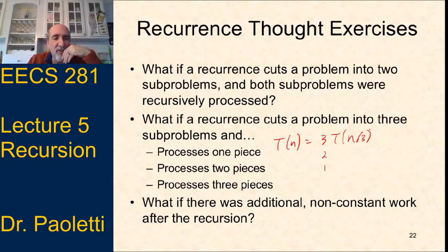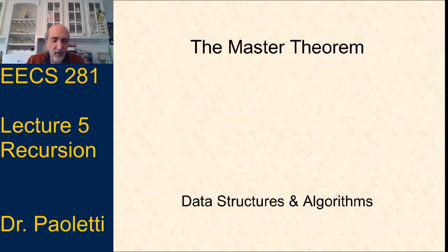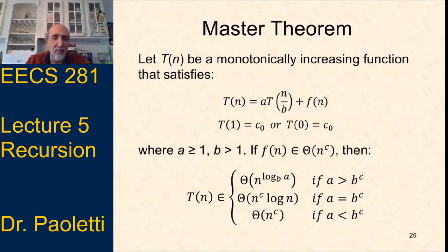I could write all those down and solve them all out. What if there's an additional non-constant amount of work? It gets harder. So we'd like to not have to resolve those every time if possible, and that's where what's known as the Master Theorem comes in. So to use this theorem, we have to have a couple things true.